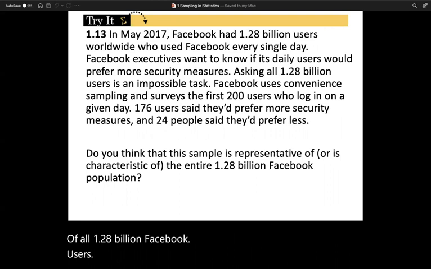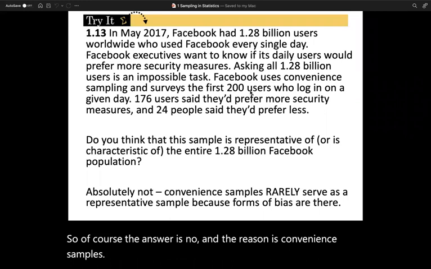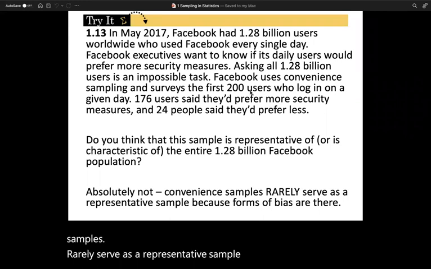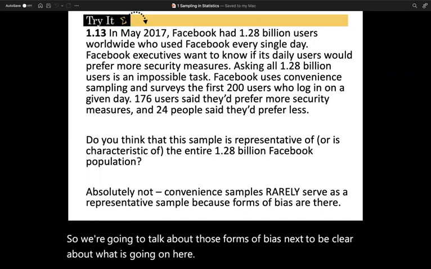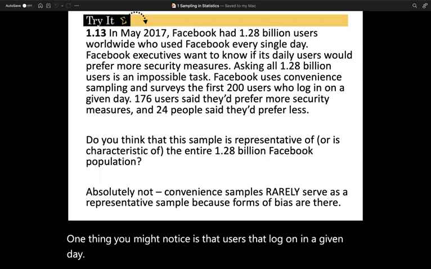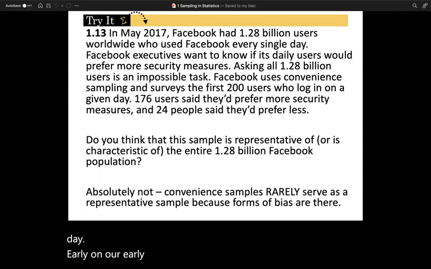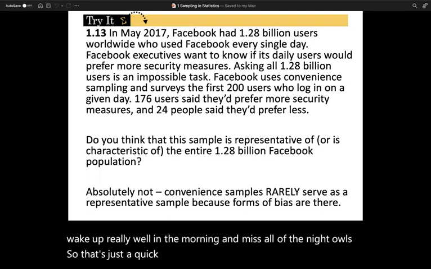So of course, the answer is no. And the reason is convenience samples rarely serve as a representative sample because forms of bias are there. So we're going to talk about those forms of bias next. To be clear about what is going on here, one thing you might notice is that users that log on in a given day early on are early risers. So clearly they are surveying people who wake up really well in the morning and miss all of the night owls. So that's just a quick reasoning why we might be missing a lot of individuals in this sample.